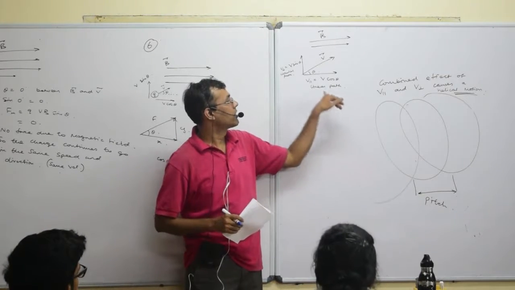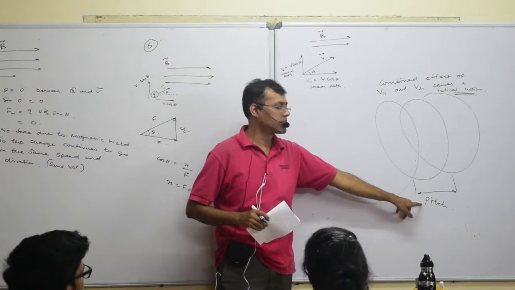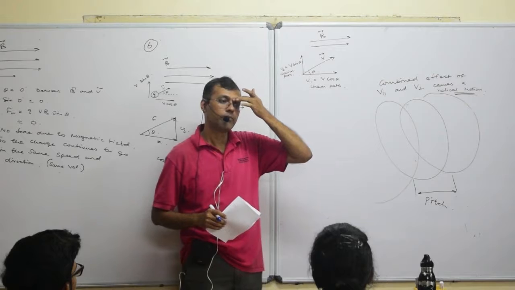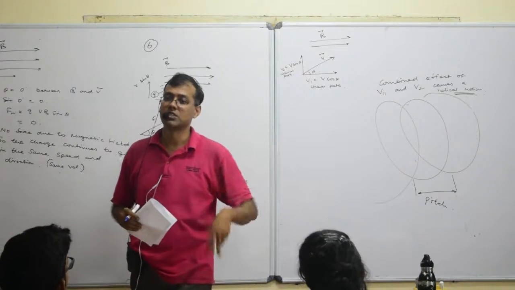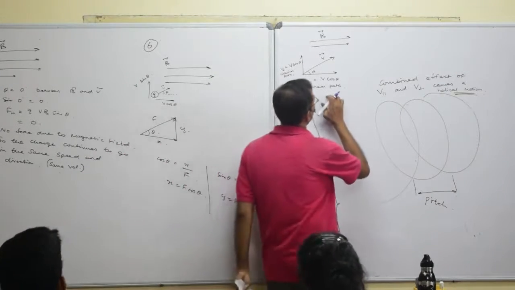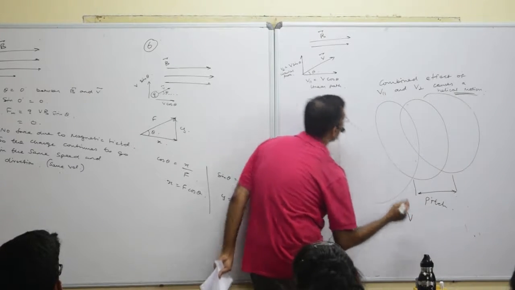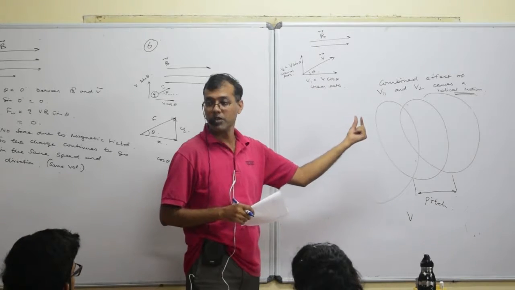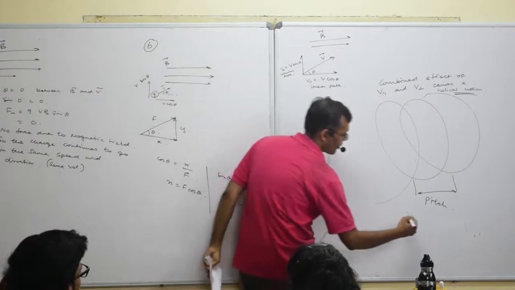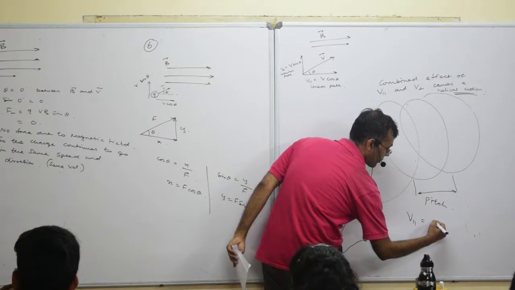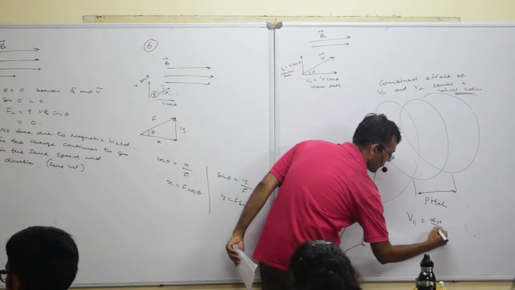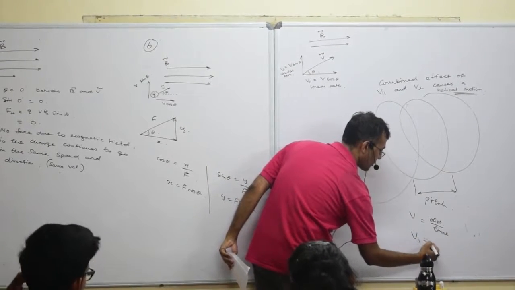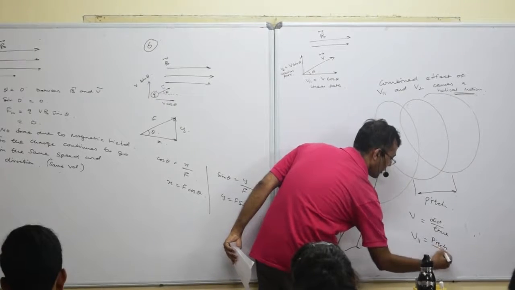Pitch is nothing but length. What is the relationship between velocity and length? Velocity is equal to distance by time. So I can say this velocity is going to cause this pitch. If this is more, the pitch is going to be more. If this is smaller, the pitch is going to be smaller. So V parallel is equal to distance by time, so V parallel is equal to pitch by time.